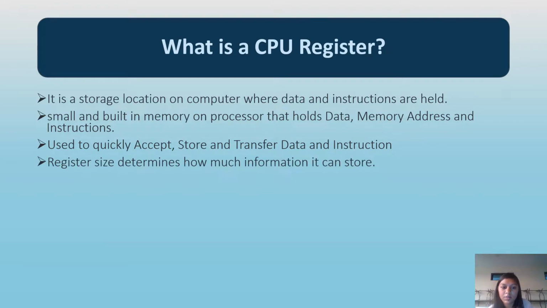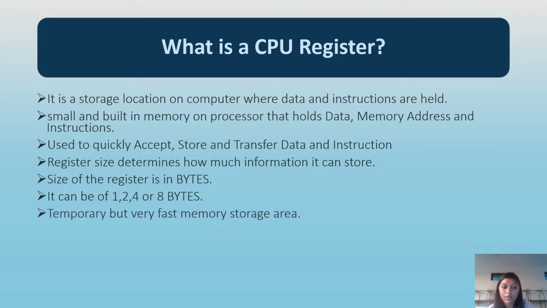Register size determines how much information it can store. Size of the register is in bytes. Each byte can store one character of data. It can be of 1, 2, 4 or 8 bytes. Bigger size of the register increases the performance of the CPU.